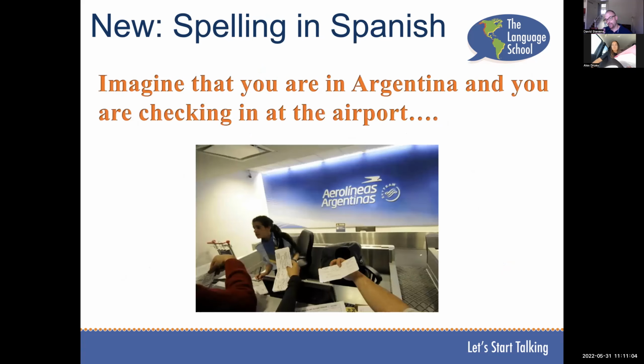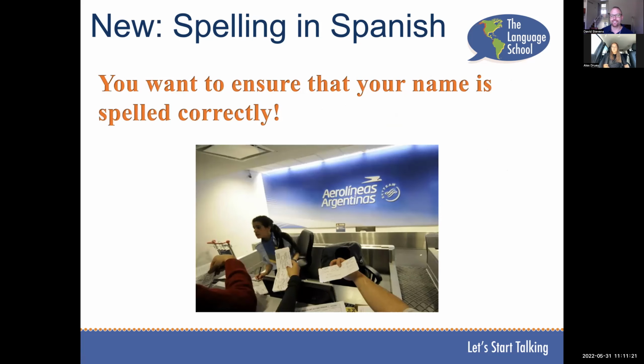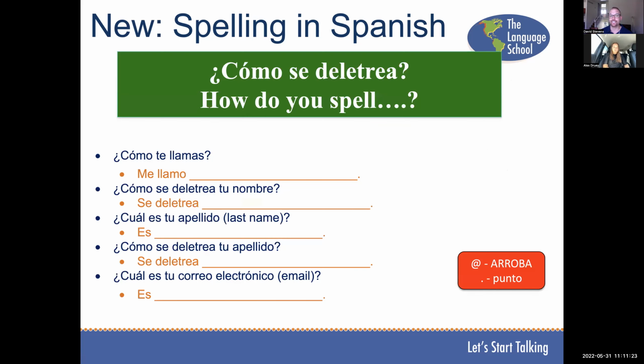Now, if you're traveling throughout South America, right, and you're checking into the airport in Argentina, trying to come back home, you got to make sure that you're spelling your name right for people, right? So that's where I typically find my students need to focus on the alphabet, is at least making sure you know how to spell your name in Spanish. So to say, how do you spell in Spanish, we're going to say, ¿cómo se deletrea? ¿Cómo se deletrea? Deletrea. Muy bien.